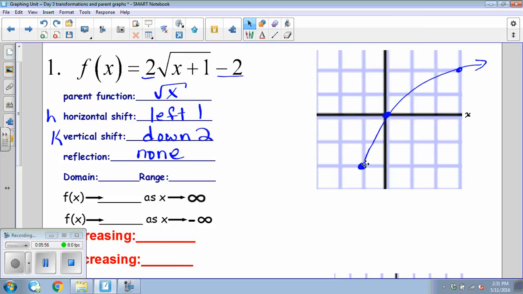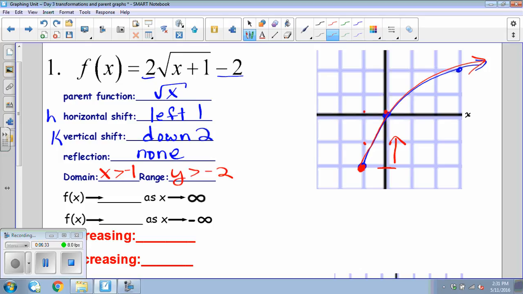And it makes sense because for the square root function, our starting point would normally be here. And if it shifted to the left one, then you'd come here, and down 2, you'd end up right here. Okay? And it still holds the same general shape. Now the domain, remember that's your x values. Your domain is x greater than or equal to -1. Your range is your y values. So your y values start at -2 and go up.